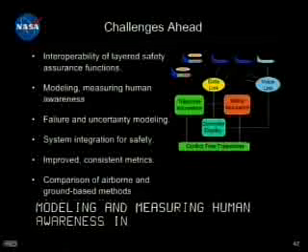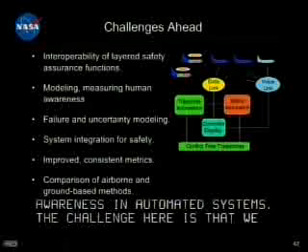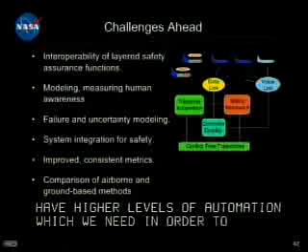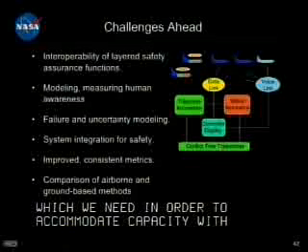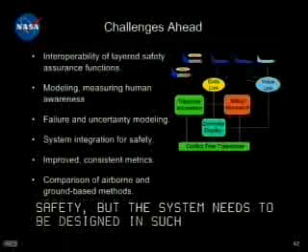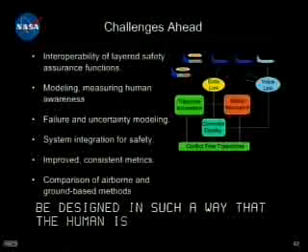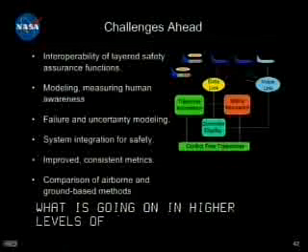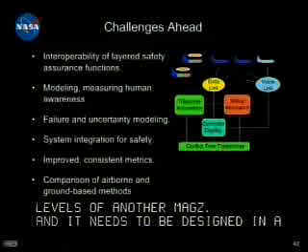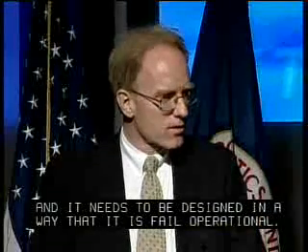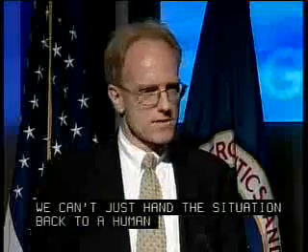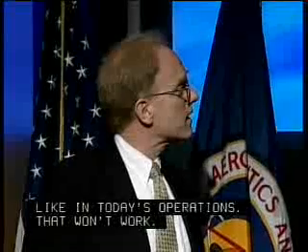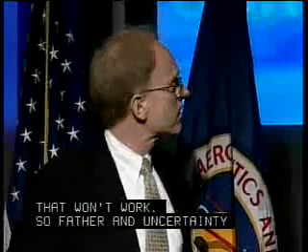The challenge here is that we have higher levels of automation, which we need in order to accommodate capacity with safety. But the system needs to be designed in such a way that the human is always aware of what is going on in the higher levels of automation. And it needs to be designed in such a way that it is fail operational. I mean, we can't just hand the system back to a human controller with 30 airplanes and expect it to work like in today's operation. That just won't work. So failure and uncertainty modeling needs to be an important part of this.